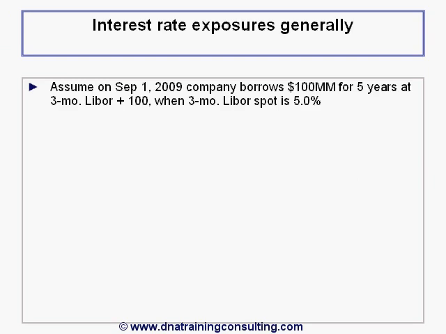Suppose that on September 1, 2009, a U.S. company borrows $100 million for 5 years at 3-month LIBOR plus 100 basis points, when 3-month LIBOR spot is 5%. We remind you first that while it is the LIBOR rate at 11 a.m. London time, 2 business days before the beginning of any interest period, that is used to fix the coupon paid by the borrower for that period, the payment of interest occurs on the last day of that period.